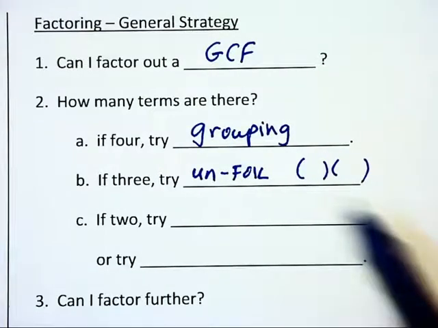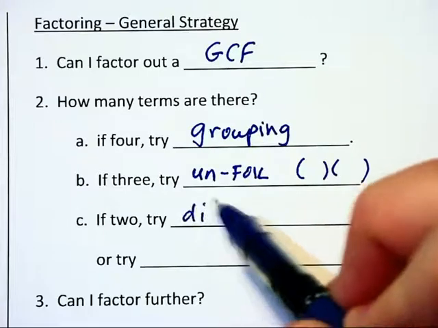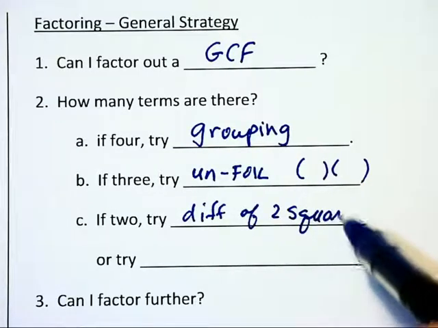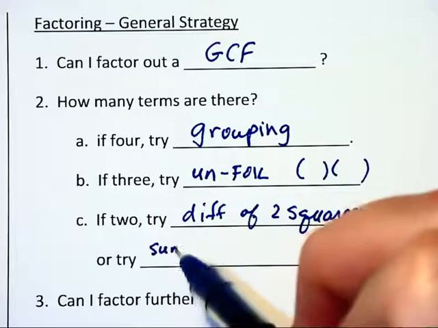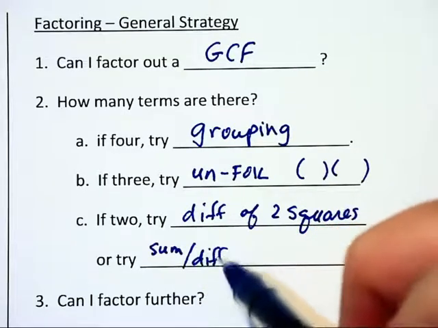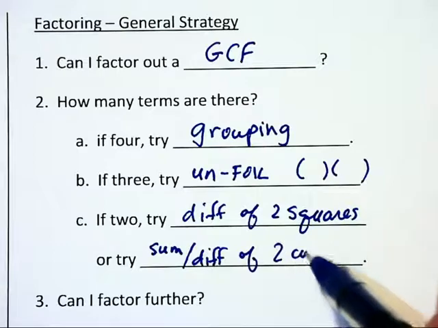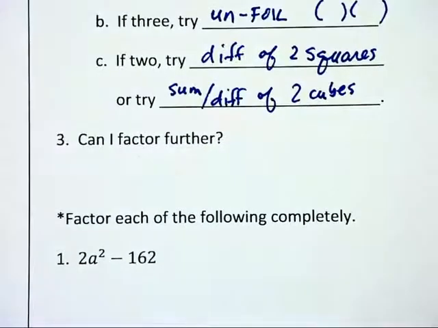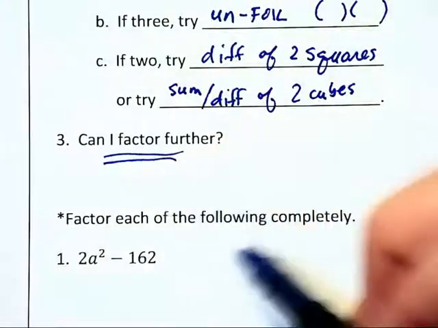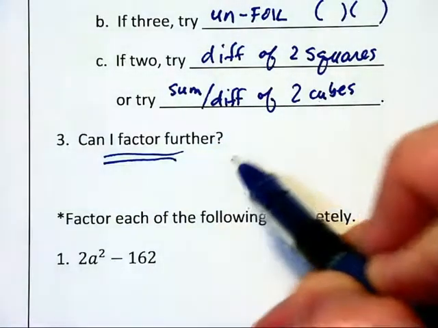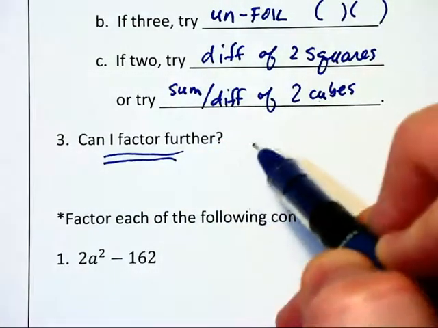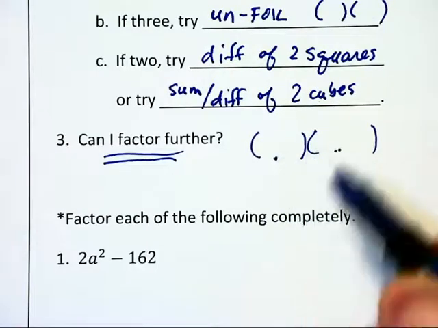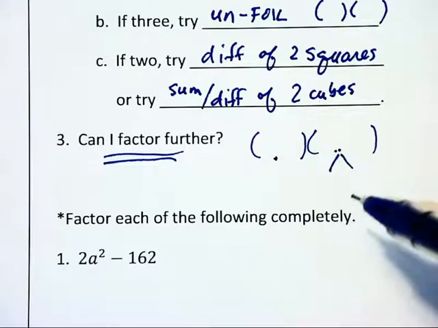If there are 2 terms, you will either try the difference of 2 squares, or you will try the sum or the difference formulas of 2 cubes. Then, after you have factored them, you will ask again, can I factor further? This is the most common mistake, where people get their answer down to 2 parentheses, and they don't look at what's left inside the parentheses and ask, can I break this down further?